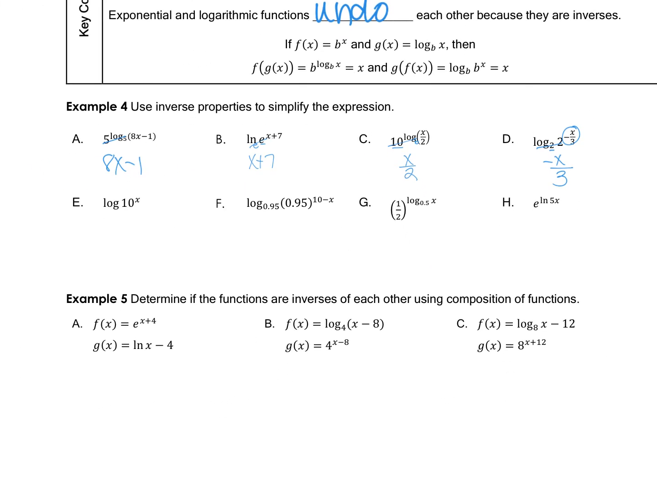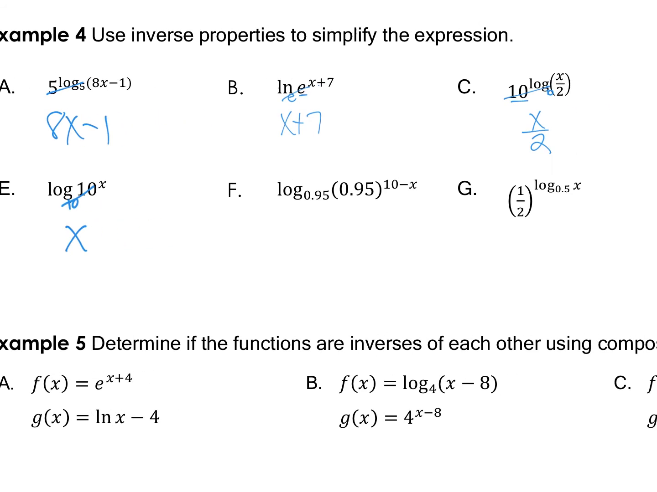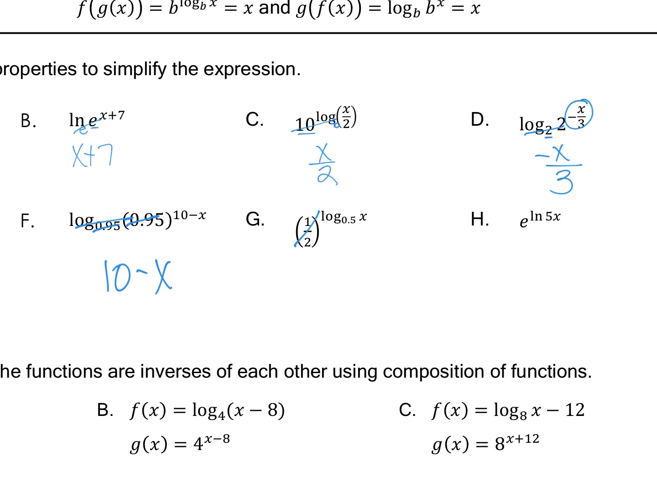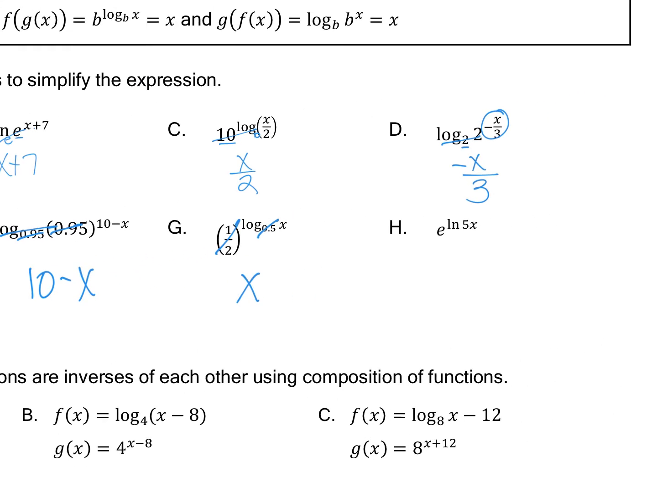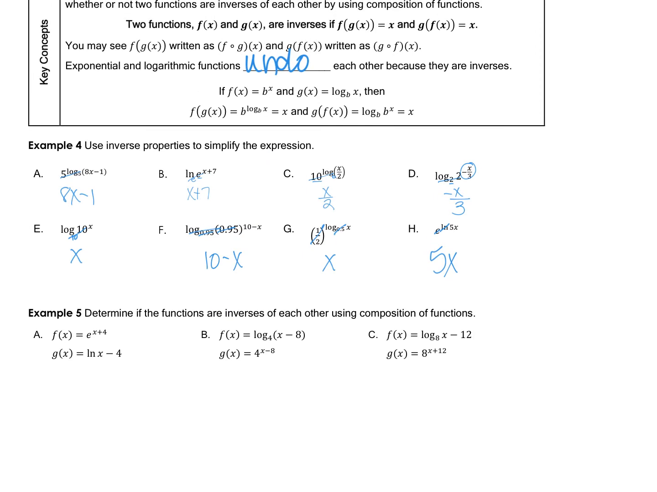Okay, so I want you to pause the video, go ahead and do the next 4, and then you can press play again and check them with what I have. So notice E, you have a base 10, they cancel, you get x. Next one, base and base equal each other, you're left with 10 minus x. Base, base, you get x. And base, base, you get 5x. So that's using the inverse property.